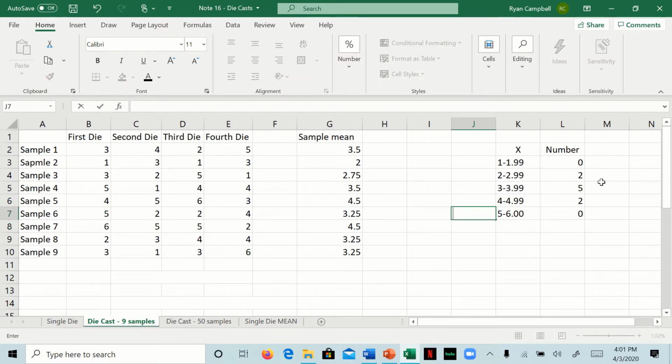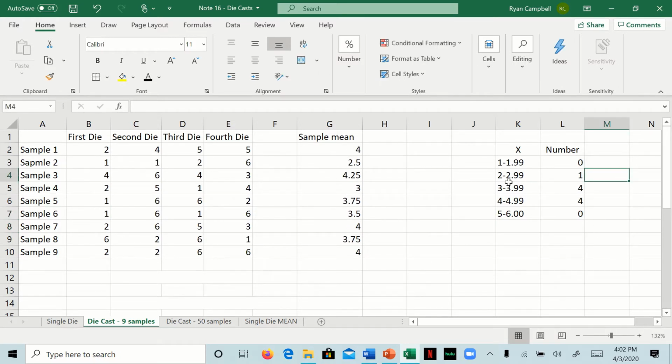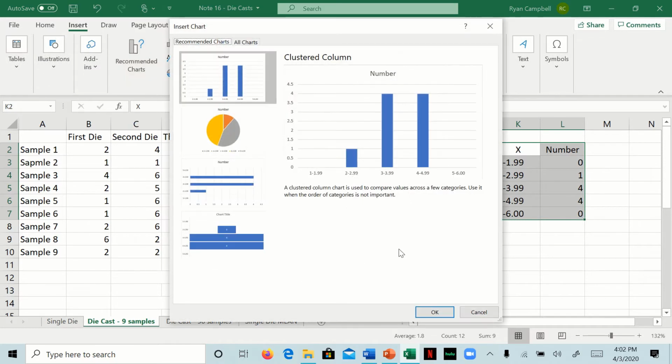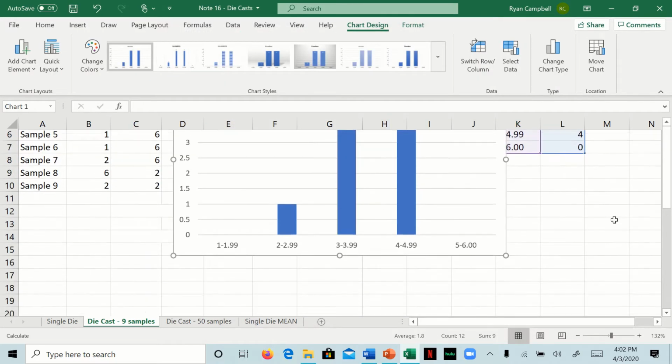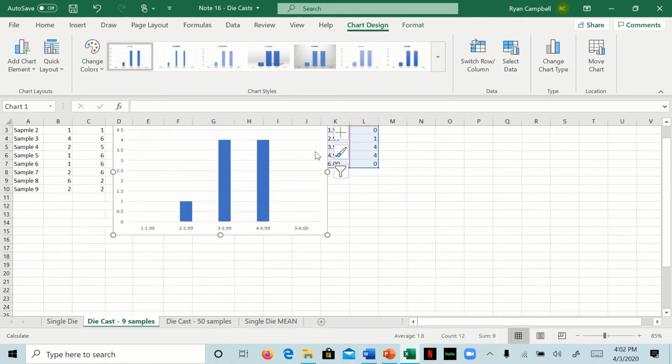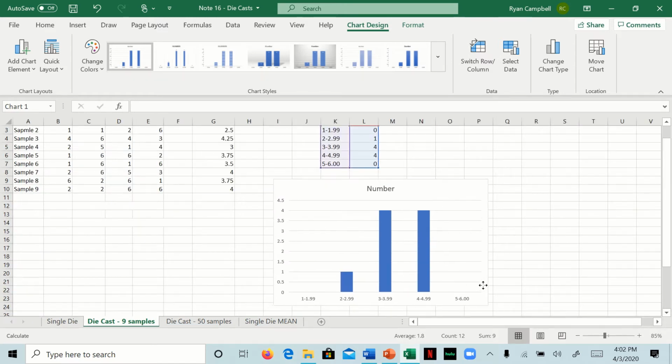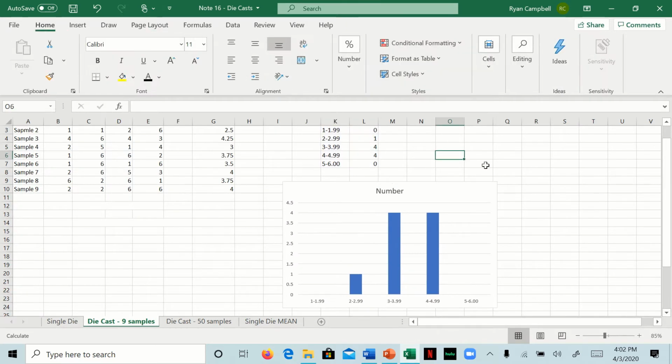Cool. So we can take this graph. What kind of graph do we have here? Well, this is definitely not normal. This is not a normal distribution. So can we do normal CDF and inverse norm? No, we cannot.